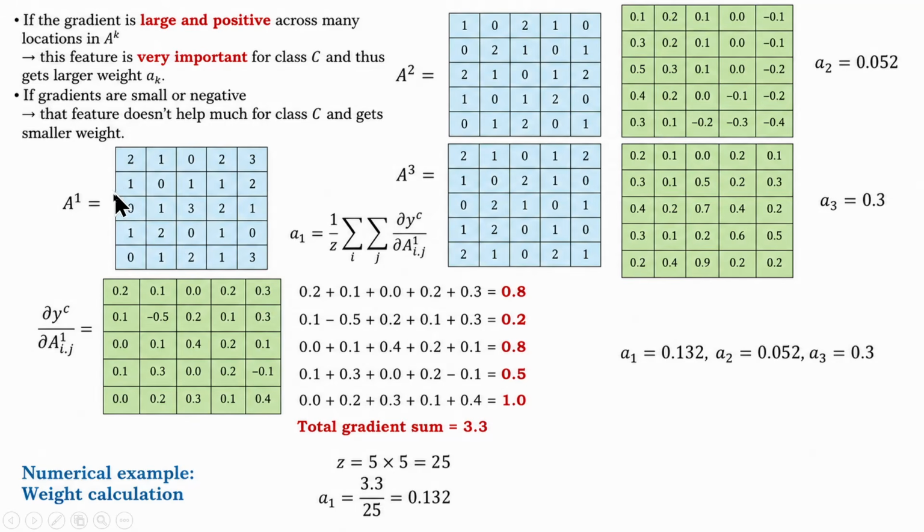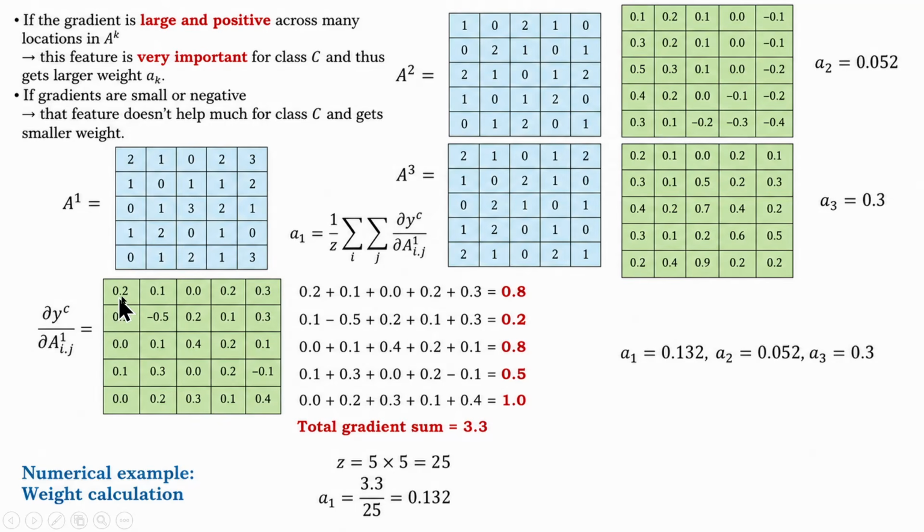Here, let us take A1. A1's dimension is 5 by 5, height 5, width 5. And we are trying to get YC, which is our logit, the score. This is dYC by dA1(i,j). So we will take YC by 2, we will obtain, let us say, 0.2. YC by 1, we will, let us say, obtain 0.1.